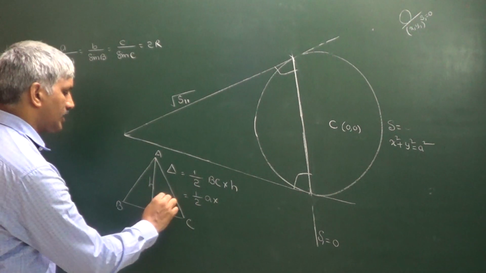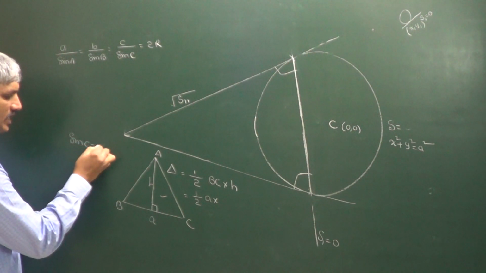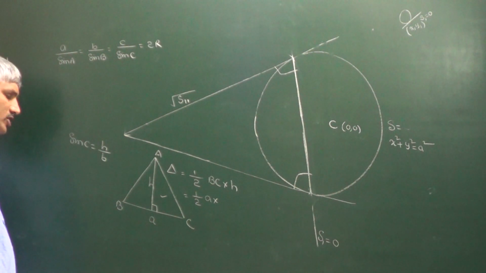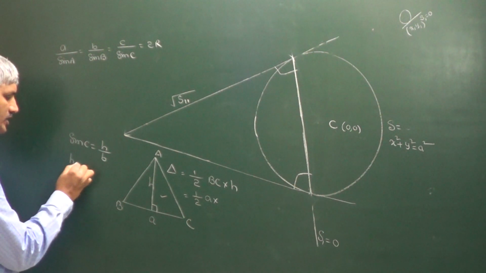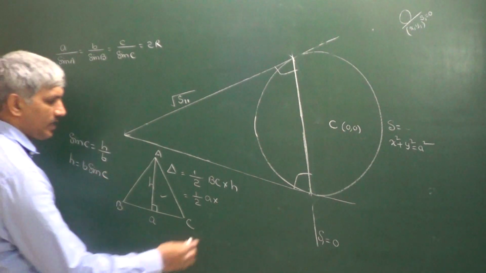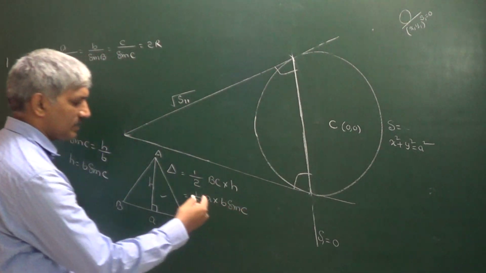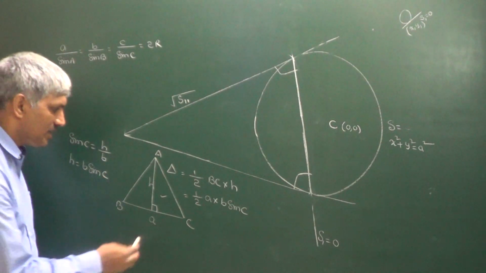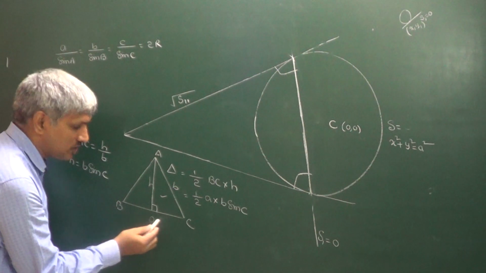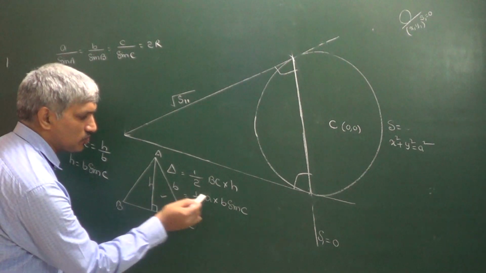Now from this diagram tell me what is sin C? Sin C is equal to h by AC. AC is nothing but small b. Therefore we are getting h is equal to b into sin C. That's why in place of h we can write b into sin C. That is the area of a triangle: half into a into b into the included angle, half into ab into sin C.